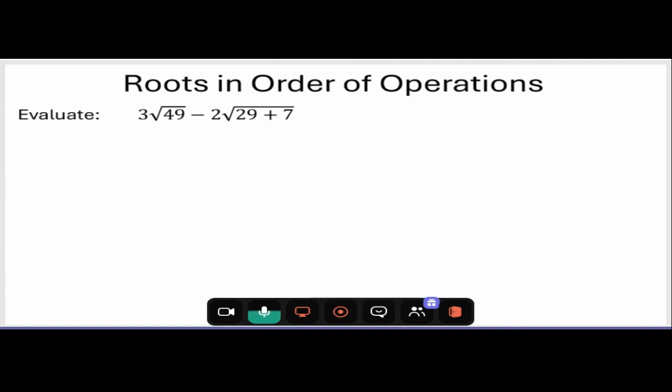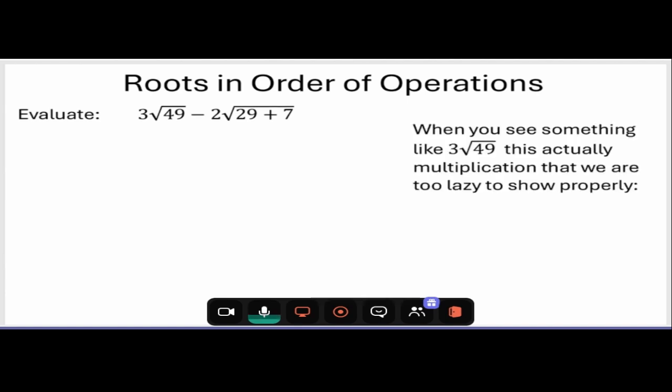All right, here's another one. So you see, getting a little more complicated there, but we still just got to go a little bit at a time. What we want to know here is that when you see something like this, with a 3 written in front of the root 49 there, that is actually multiplication. Once again, mathematicians just love to be lazy. If they can get away with it and say, hey, how about we don't put the times sign in there and everyone just agrees that we know it's times, they'll do it if they can, right?